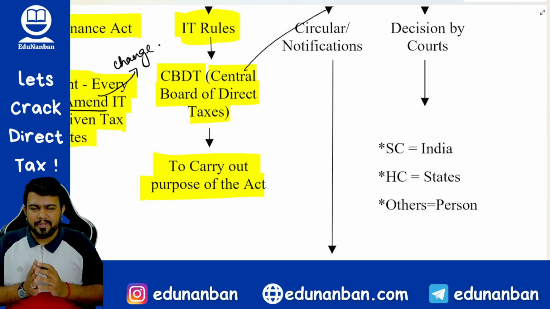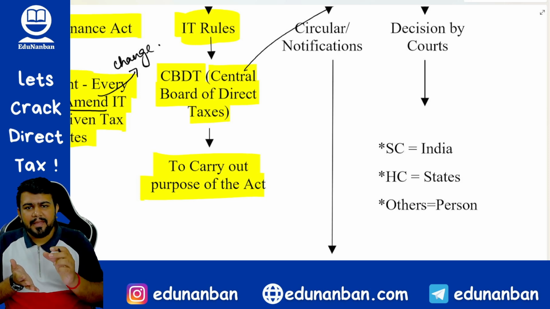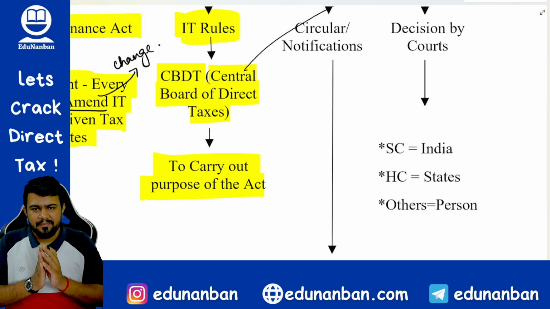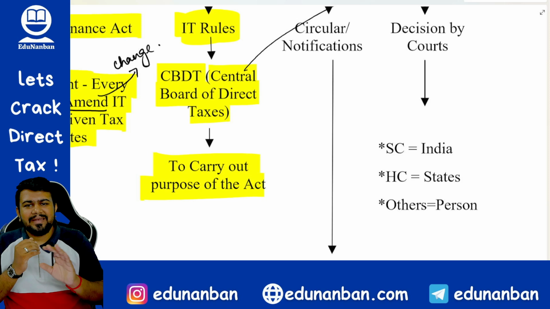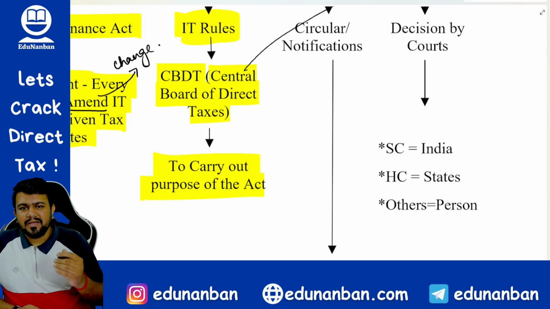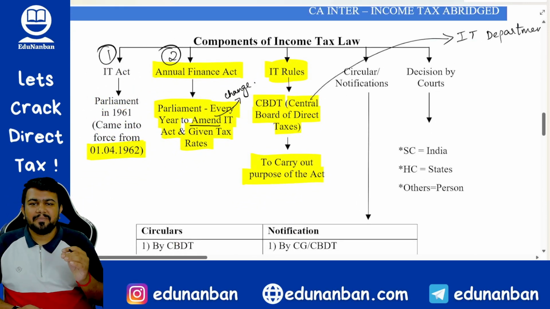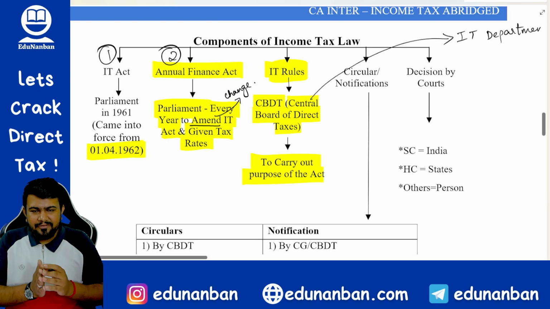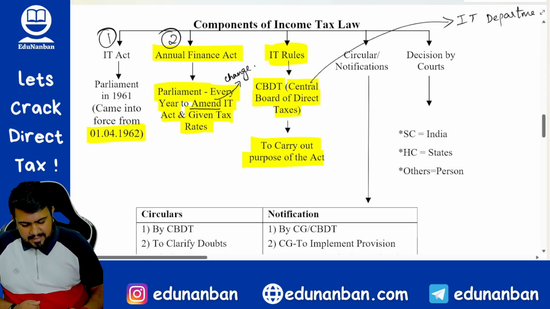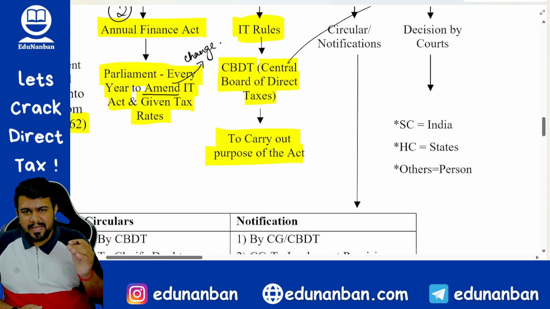I'll give you one more example. The Income Tax Act only tells that whenever you have a fixed asset, you have to provide depreciation, and the rate of depreciation will be as may be prescribed. This depreciation rate you will not find in the Income Tax Act. You will find it in the Income Tax rules, where CBDT has given the rate for depreciation. You get my points? So this is the use of income tax rules. The power to draft and publish the income tax rules is with CBDT, the Central Board of Direct Taxes, and the use of the income tax rules is to carry out the purpose of the Income Tax Act.